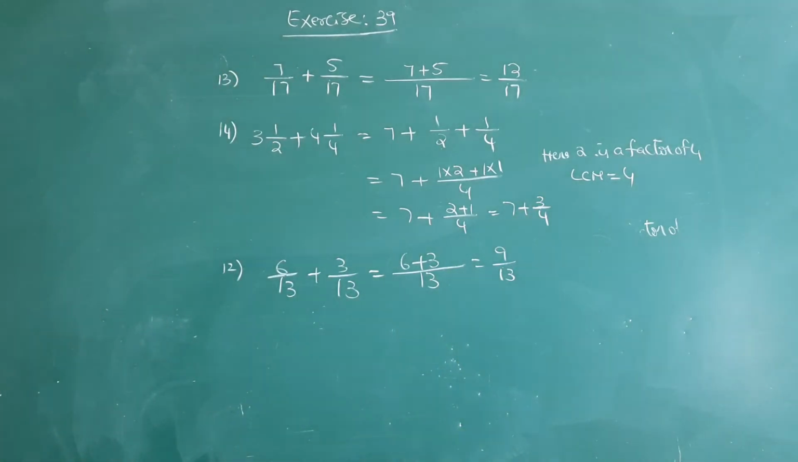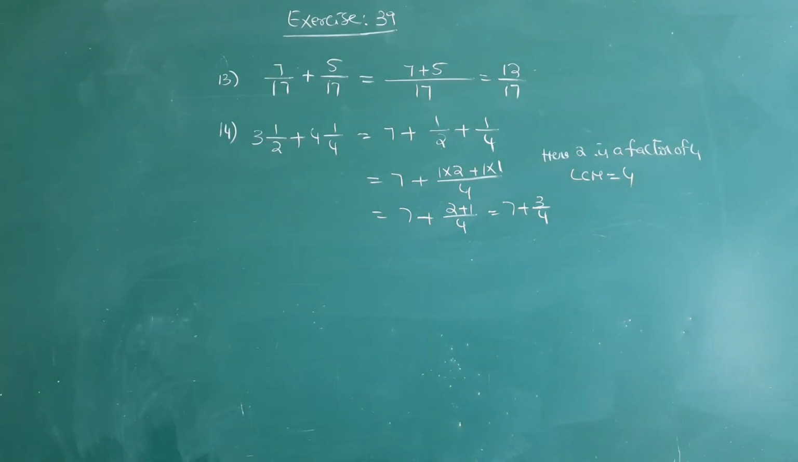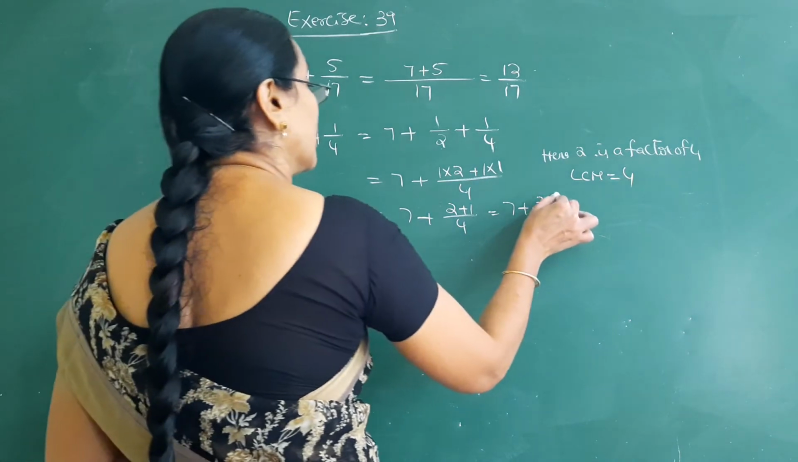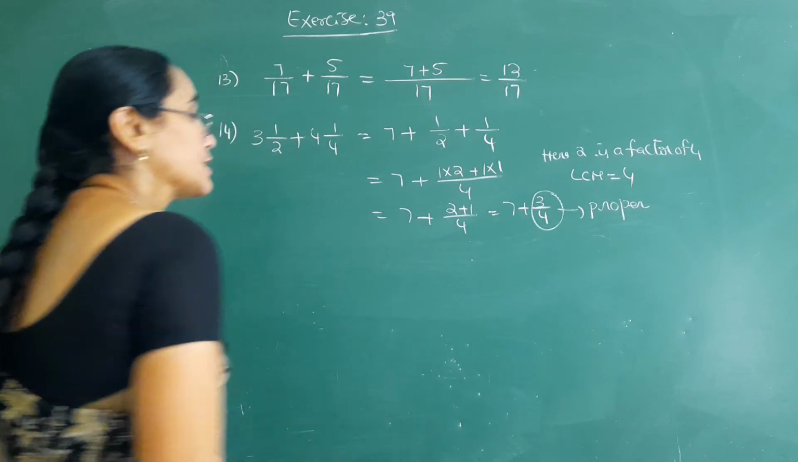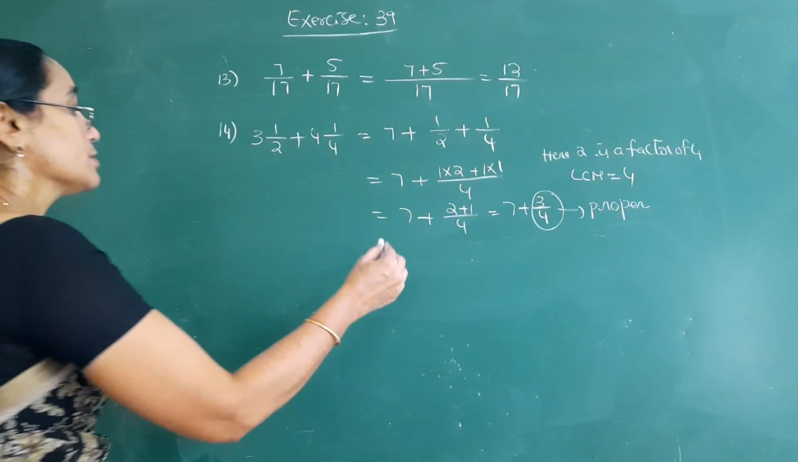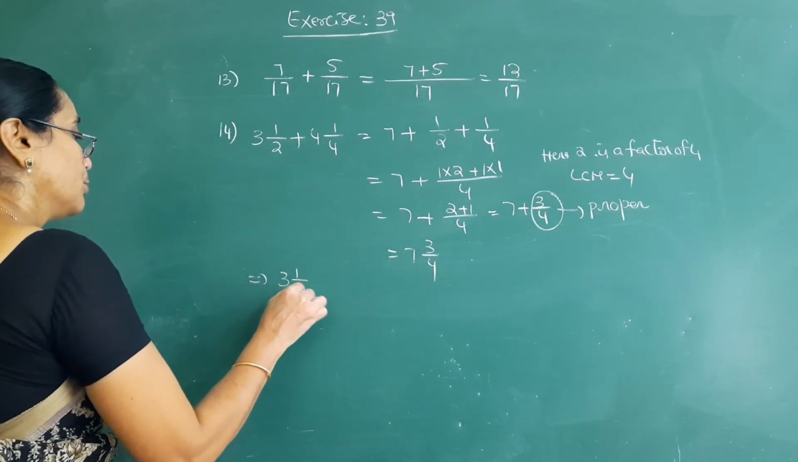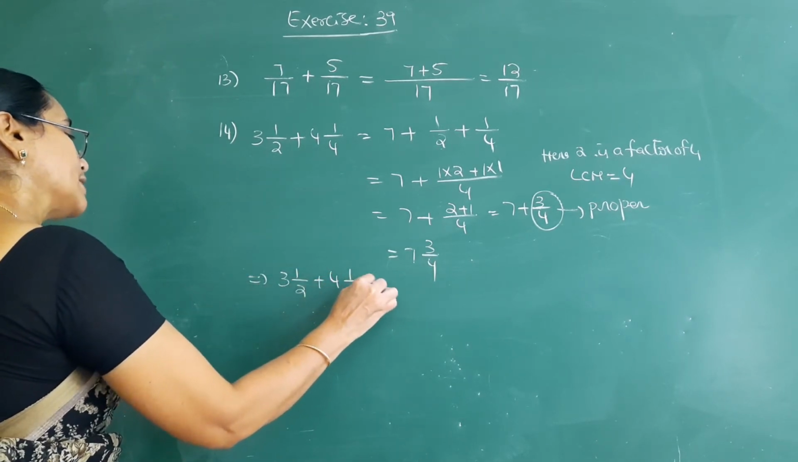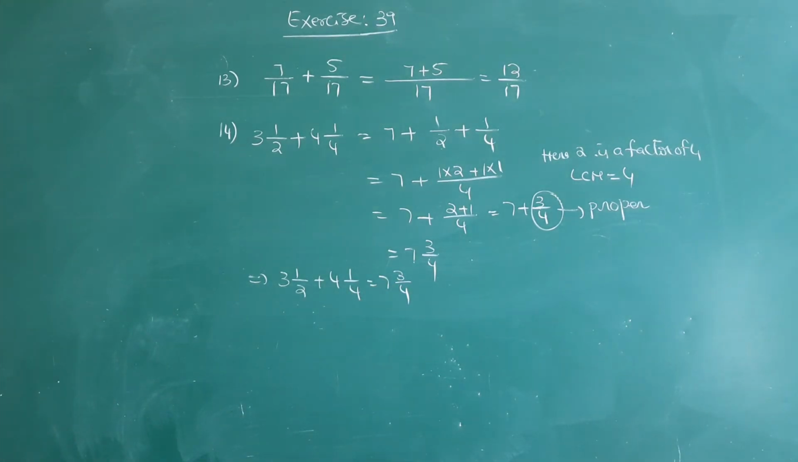So now you have to write the mixed fraction. First you want to observe whether the addition of the proper part is improper or not. So it is a proper part. You know the definition of mixed fraction: combination of whole and proper. So you have to combine it. 7 3 by 4. That is 3 1 by 2 plus 4 1 by 4 is equal to 7 3 by 4. You have to do it carefully. If the sum of proper parts is an improper fraction, you have to convert it into mixed. After that you have to add the whole to the whole part.